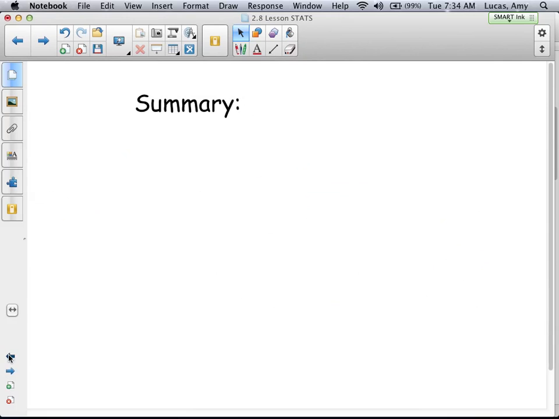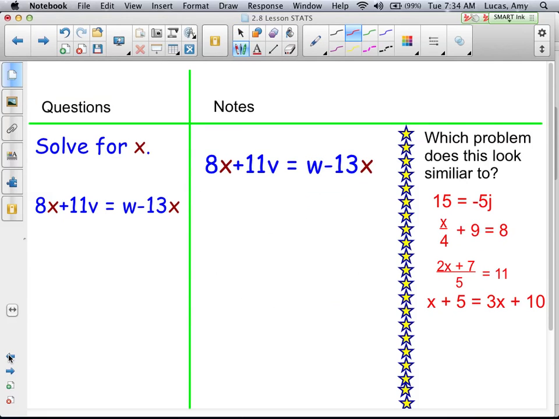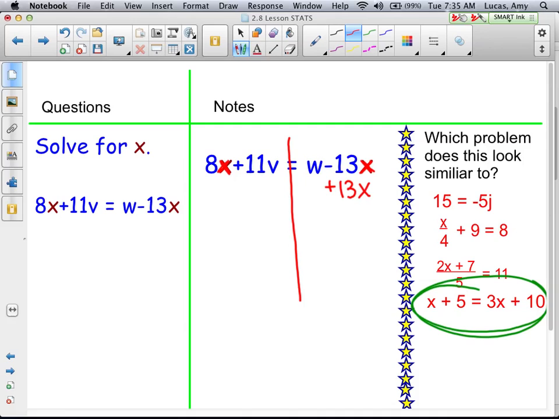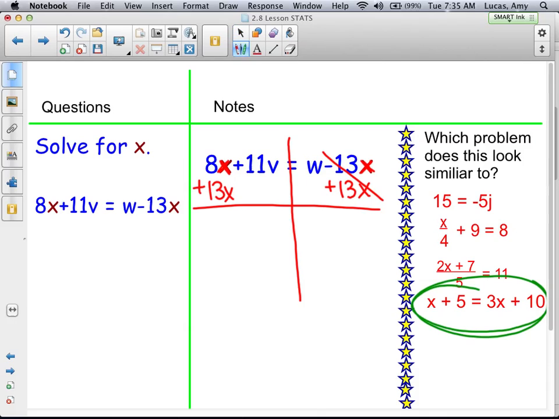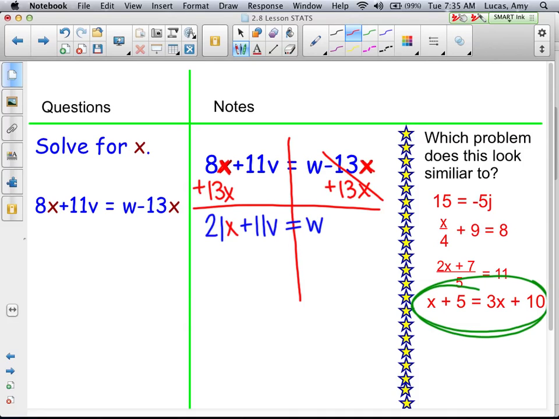Okay, is this our last one? Yes, our last one. Okay, on this problem, what's tricky about this one? You see variables on each side. So this one is similar to the bottom problem over here. And when we've got variables on both sides, we want to eliminate one of them. I always go with the smaller one if possible. So negative 13x, I'm going to eliminate by adding 13x. So now my resulting equation would be, let's see, 21x plus 11v equals w.